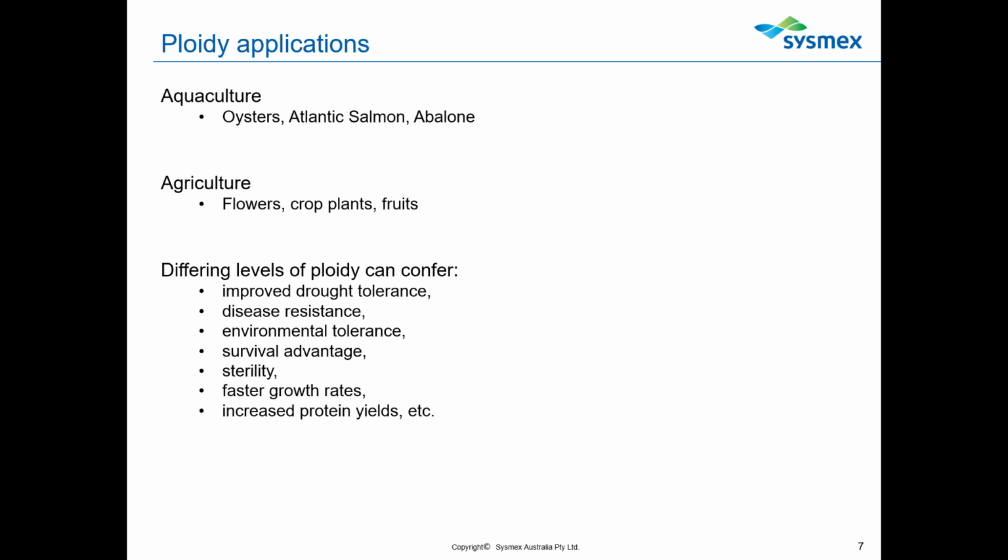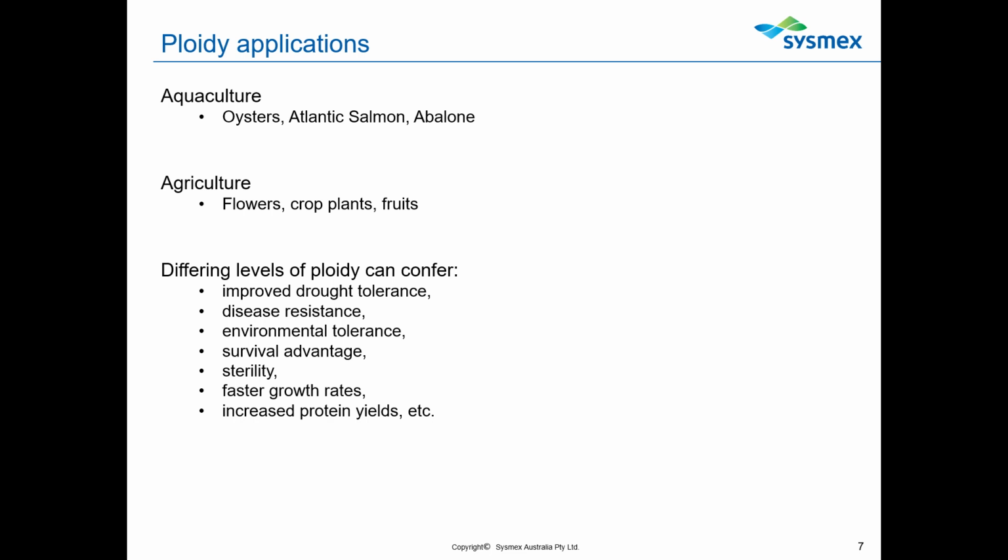So why is ploidy important in these different applications? Well, different levels of ploidy can confer different outcomes. A higher number of chromosomes can confer drought tolerance. You can get disease resistance by having a higher ploidy level. You can have tolerance to the environment, where it might be a high salt environment or a high heat environment. There's survival advantage to organisms and plants.